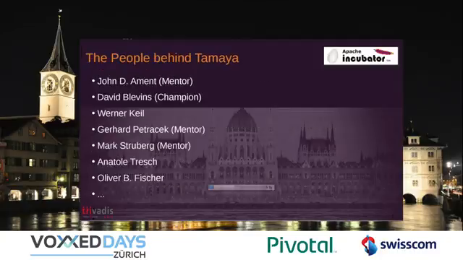When you look at the people that are engaged, some of them you may know. I'm one of them. Then we have the DeltaSpike people, Mark and Gerhard. We have Werner Keil, who is also involved in many other areas. David Blevins is our project lead, let's say. On the Apache side, we also have John Amond, who is helping. Oliver Bayer Fischer works at the German Post. And there are a couple more.